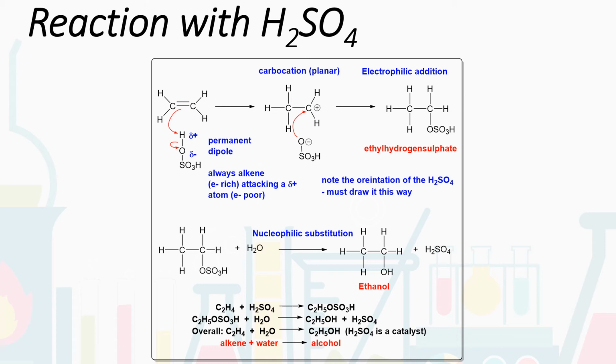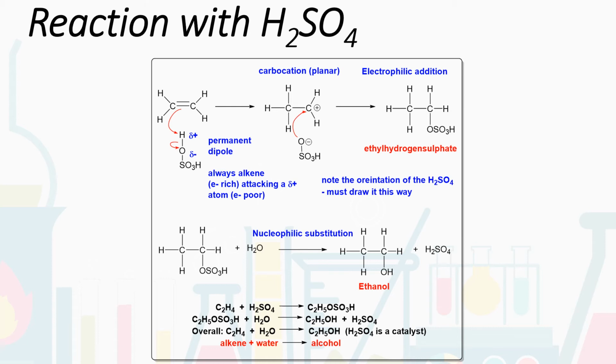Again, electron-rich alkene attacking electron-poor delta positive atom. We make our carbocation, and we have this hydrogen sulfate anion, and then we're going to just have this charge attraction again, this arrow from the negative oxygen to the positive carbon, and so we end up now making this molecule that we call ethyl hydrogen sulfate. And again, notice the orientation of the H2SO4.